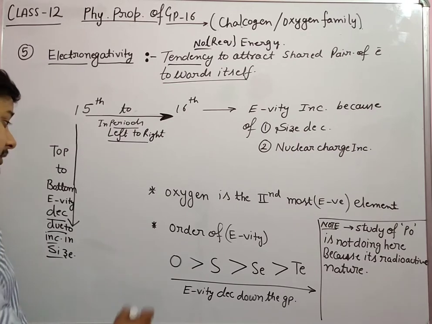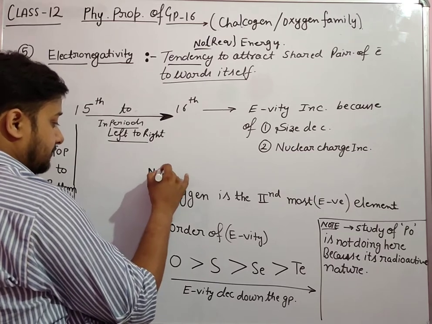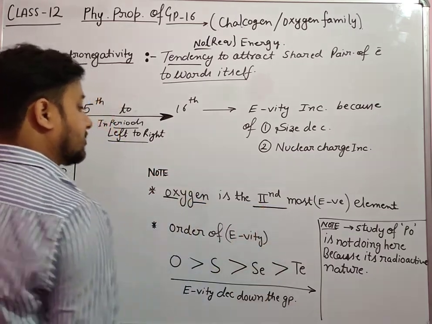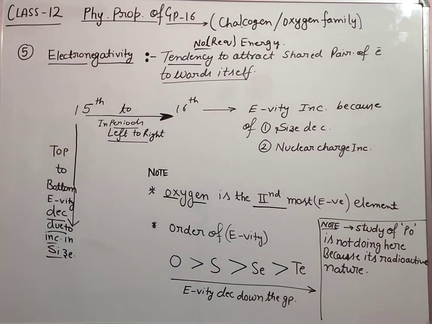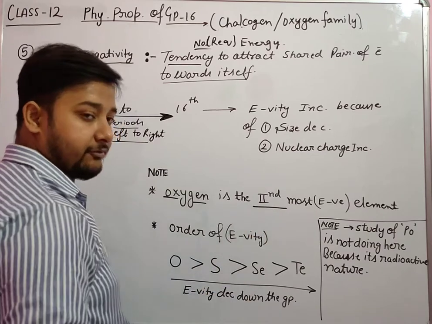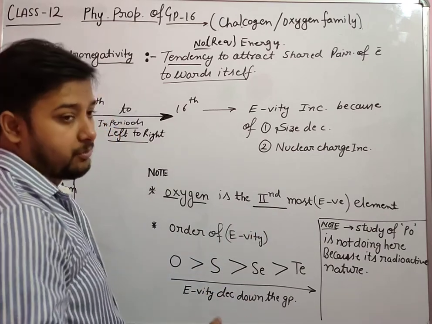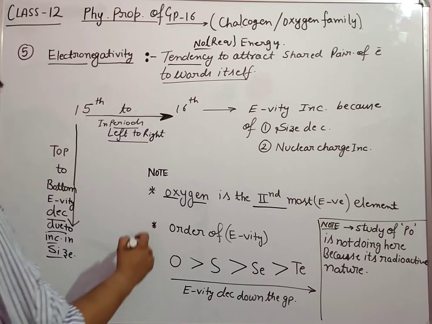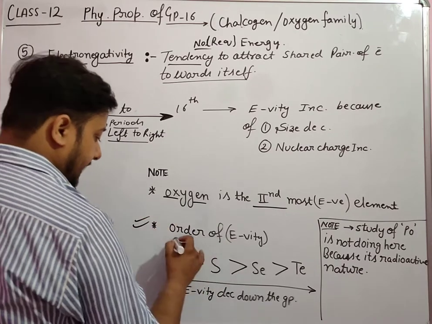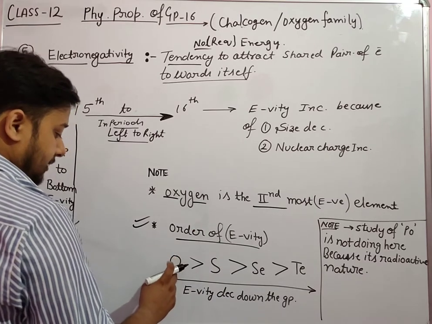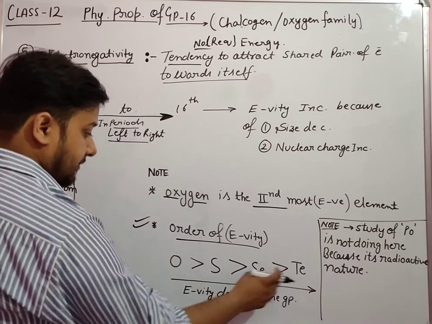Clear? The note point is that oxygen is the second most electronegative element in the whole of chemistry, and the first is fluorine. Fluorine is the topmost electronegative element in the whole of chemistry. Clear? The second point is the order of electronegativity in the 16th group: oxygen, sulfur, selenium and tellurium.